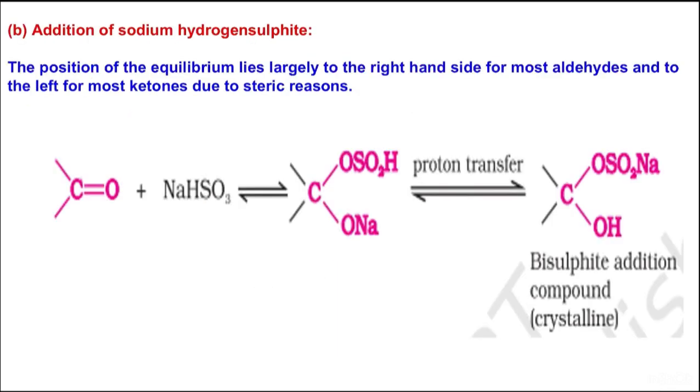One example. The next example, very important, is addition of sodium hydrogen sulfite. In this, we expect that the bond is going to break like this, Na plus and HSO3 minus. So, here is the nucleophile. The same way the nucleophile is attacking here, this will shift here, and you are going to get this intermediate. Simple. Now, this intermediate is in equilibrium with another crystalline form.